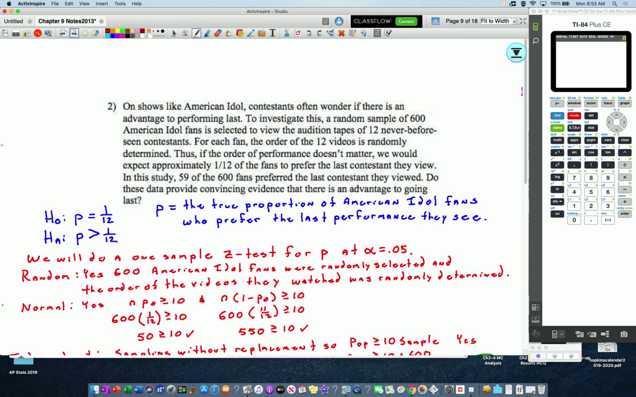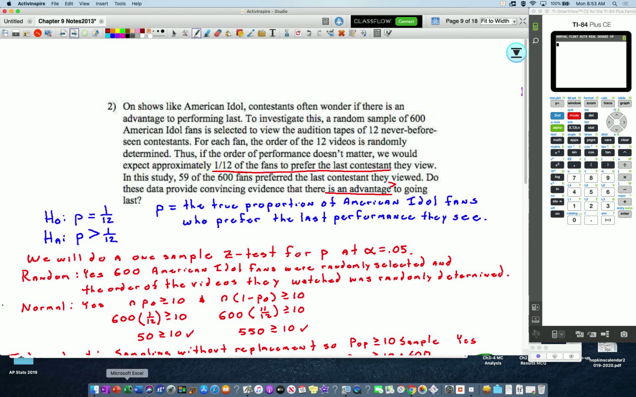Okay. So this is still another proportion. The proportion that we're looking at is the true proportion of American Idol fans who prefer the last performance. If the order actually doesn't matter, then as stated up here, we would expect 1/12 of the fans to prefer the last contestant. That's the null hypothesis. The alternative is, well, we think there is an advantage, hence the greater than. So we believe the true proportion is greater than 1/12. Okay? So there's our state.